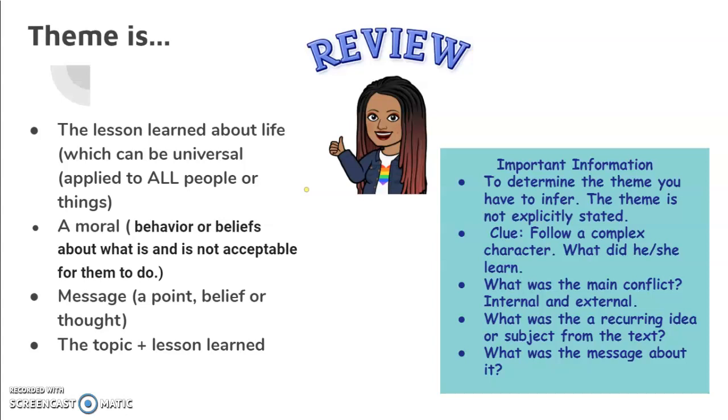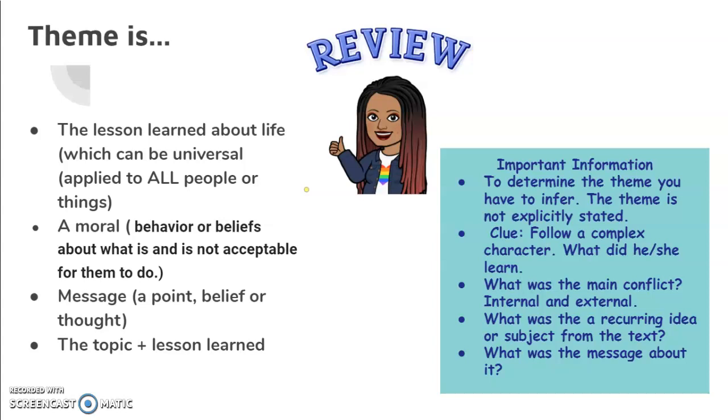To the right, we have important information that I really need for you to make sure that you write down because you need to know that a theme is something that you have to infer. The author will never come out and say, the theme of this text is. So, what you have to do is follow a complex character. You got to ask yourself, what does he or she learn? This is why it is so imperative that you learn how to annotate in my classroom. And this is why I am a stickler for annotations. You need to make sure you're identifying the conflicts, internal and external.